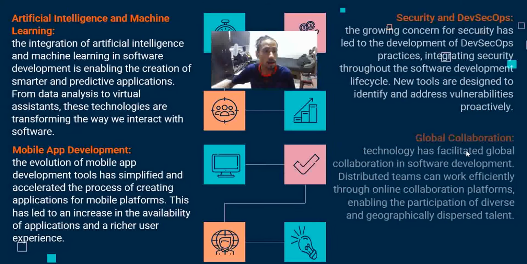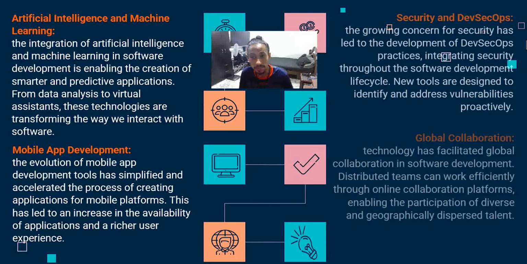Artificial intelligence and machine learning. The integration of artificial intelligence and machine learning in software development is enabling the creation of smarter and predictive applications. From data analysis to virtual assistants, these technologies are transforming the way we interact with software. Mobile app development. The evolution of mobile app development tools has simplified and accelerated the process of creating applications for mobile platforms. This has led to an increase in the availability of applications and a richer user experience.